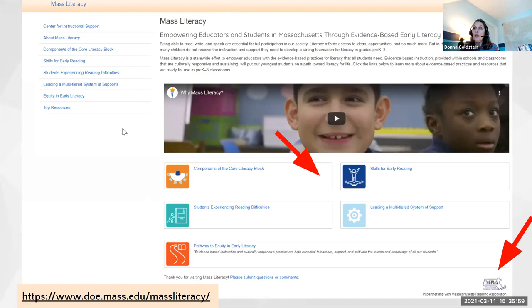As mentioned during the welcome, the focus for today's session is fluent word reading. The set of skills involved in supporting the development of fluent word reading is supported in several areas across the Mass Literacy Guide. But today, we'll be making connections specifically in this area, skills for early reading. Our featured speaker, Jennifer Hogan, a reading specialist from Lynn Public Schools, will be sharing her experience with evidence-based literacy instruction to support fluent word reading in just a few minutes. The resources and information she will speak to are all connected to this skills for early reading section.